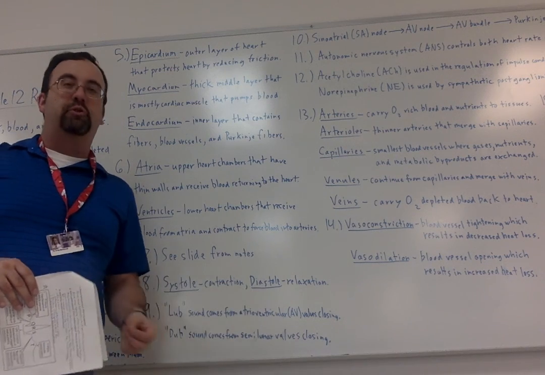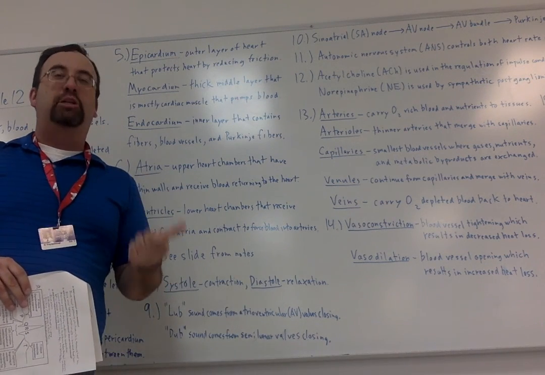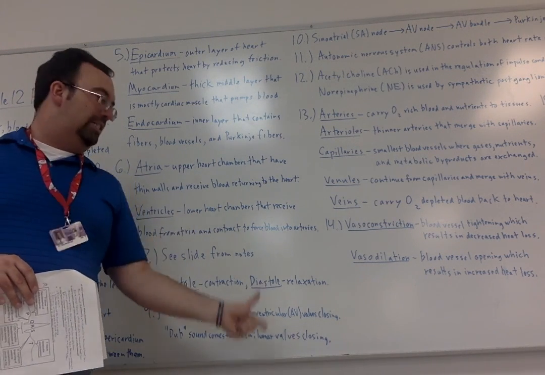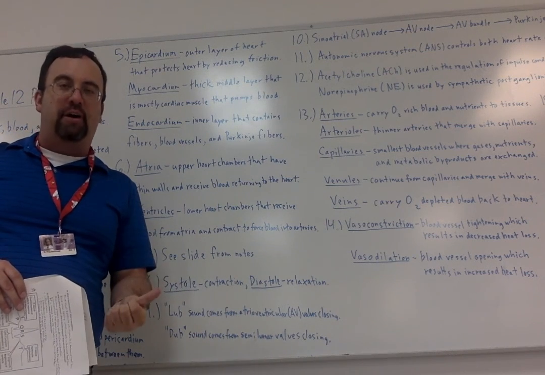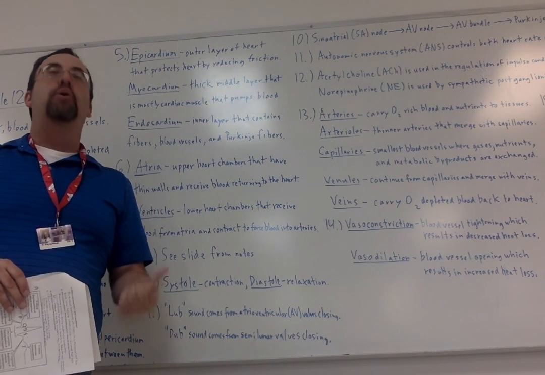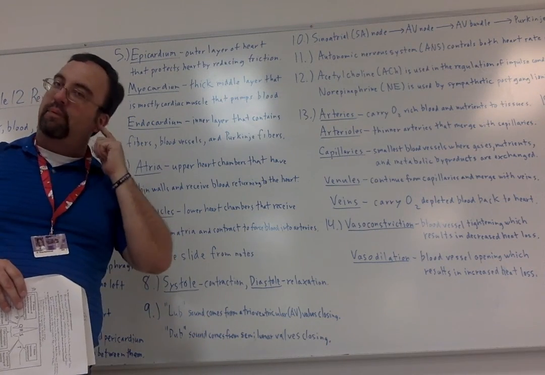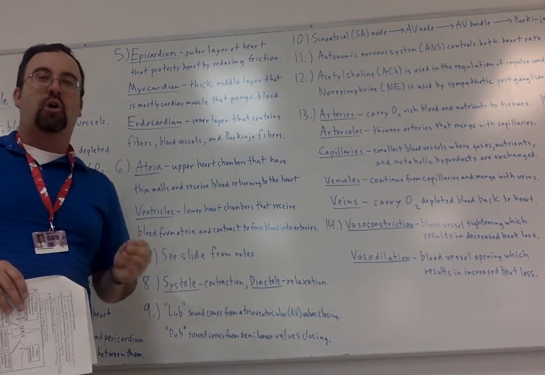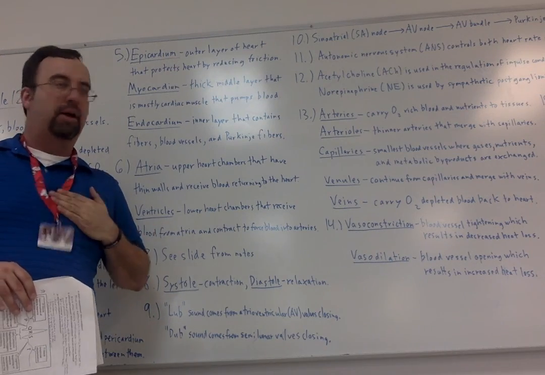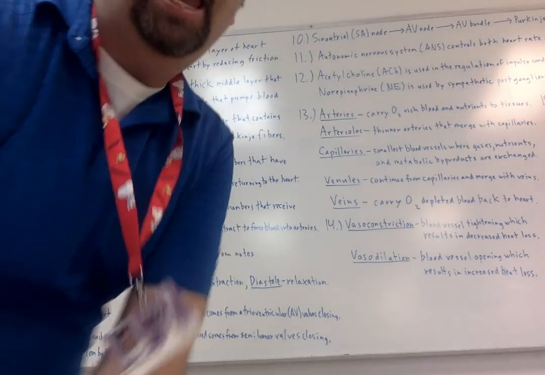So the AV valves would be your tricuspid and mitral or bicuspid valve, and then the semilunar valves are your pulmonary valve and your aortic valve. And so they slam so hard and so tight that you physically hear them, and that is what causes your heart, the lub-dub, lub-dub. All right, number 10.